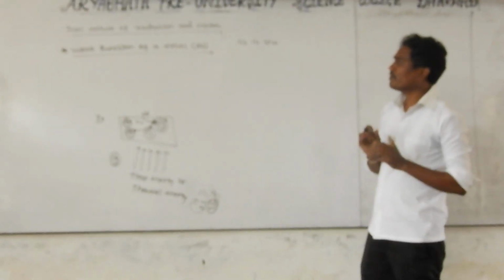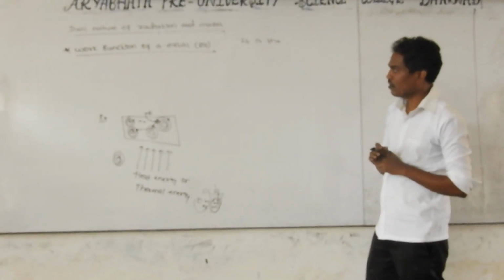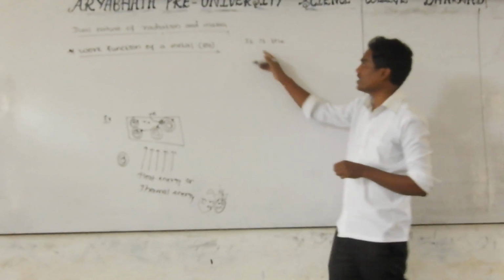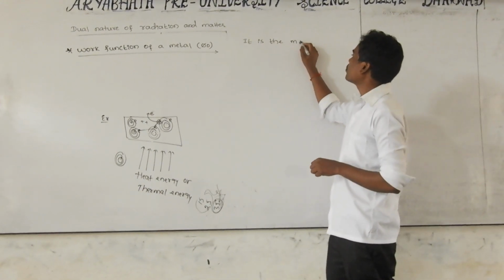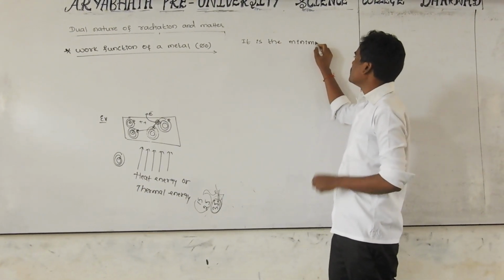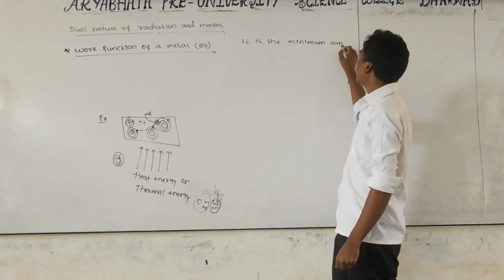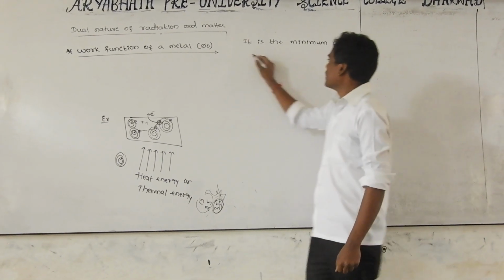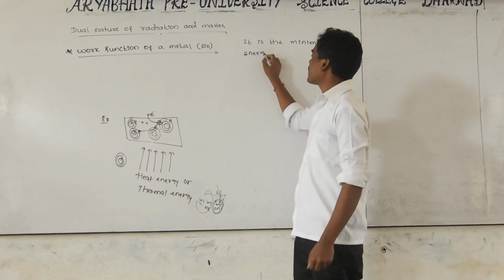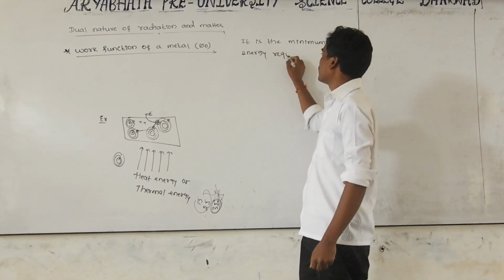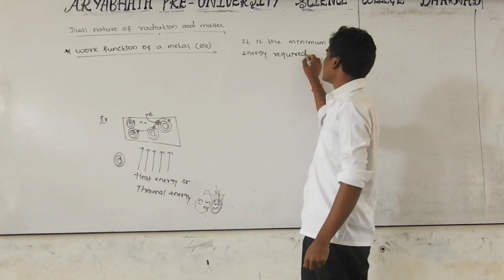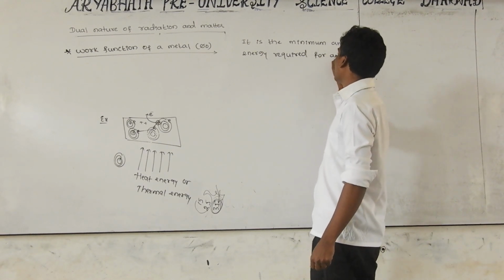That's why, how to define the work function of each and every metal? It is the minimum amount of energy required for an electron. Minimum amount of energy required for an electron.